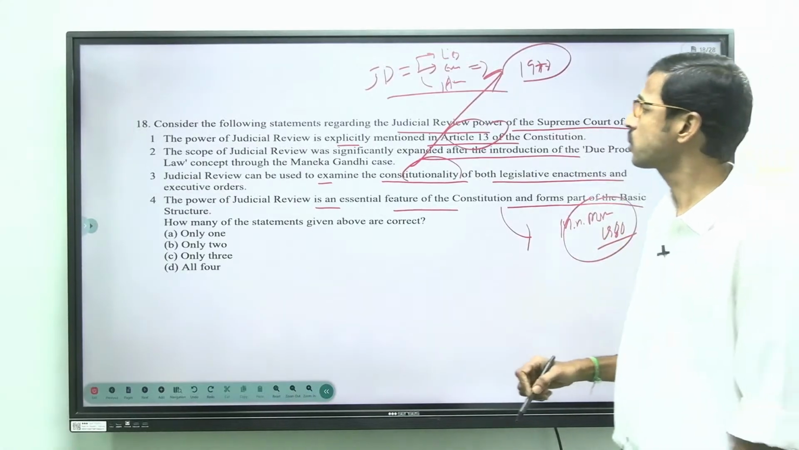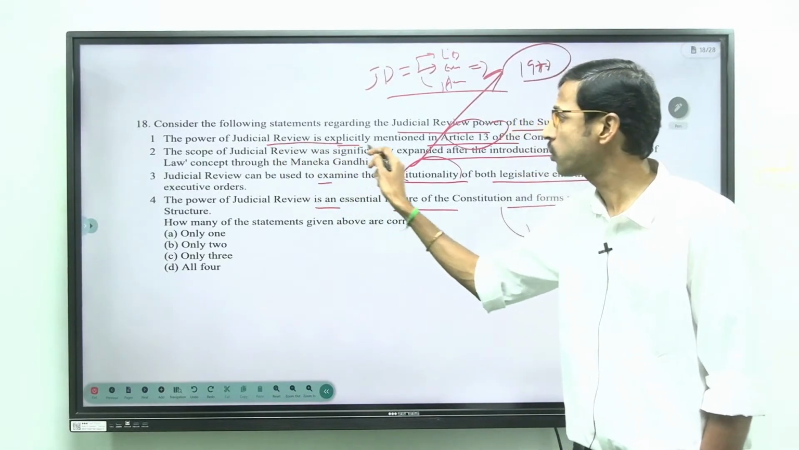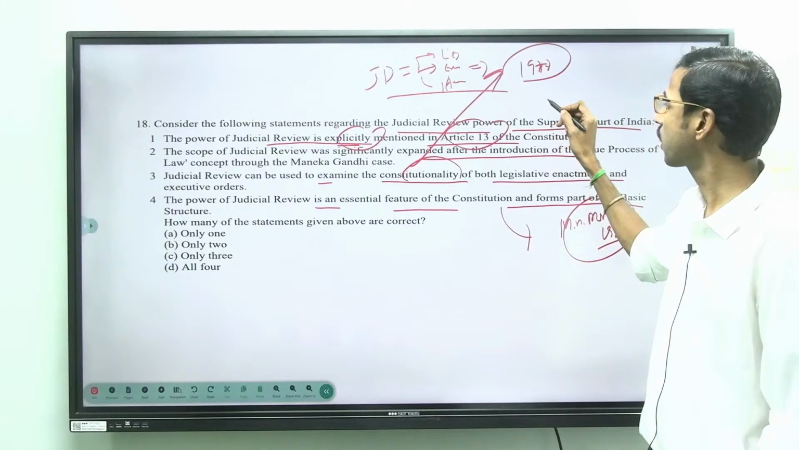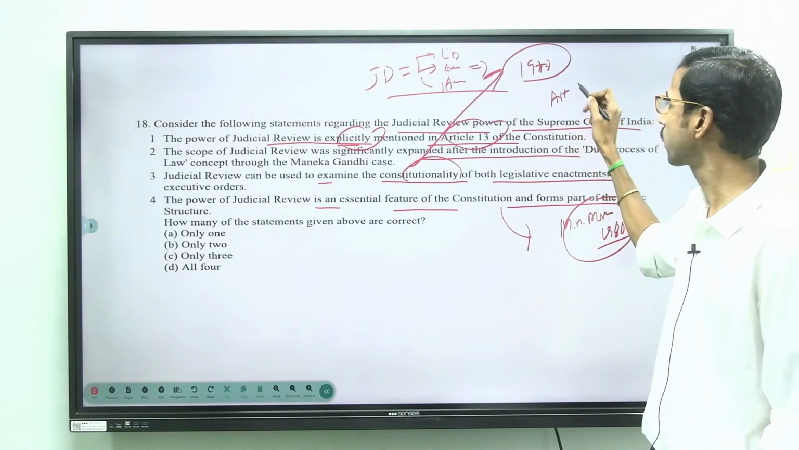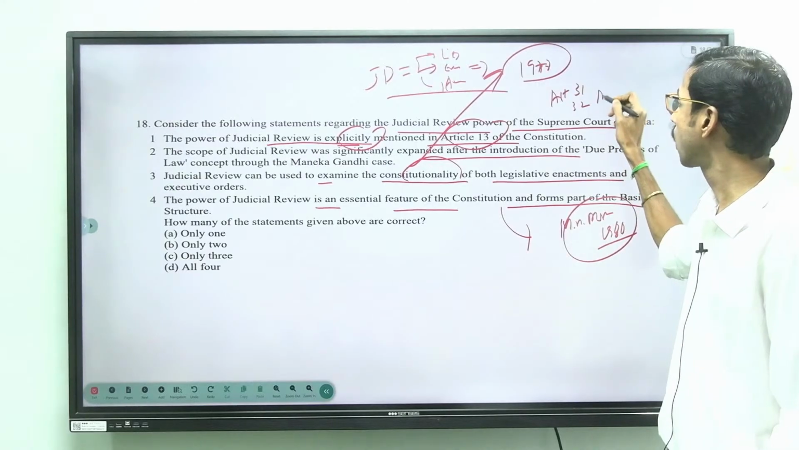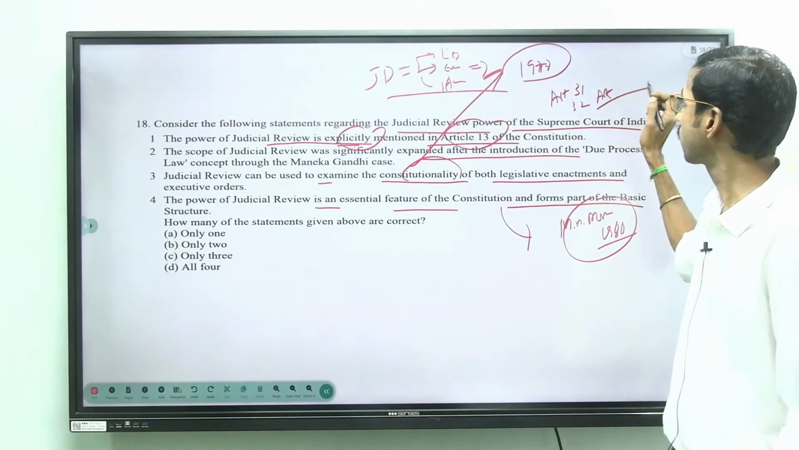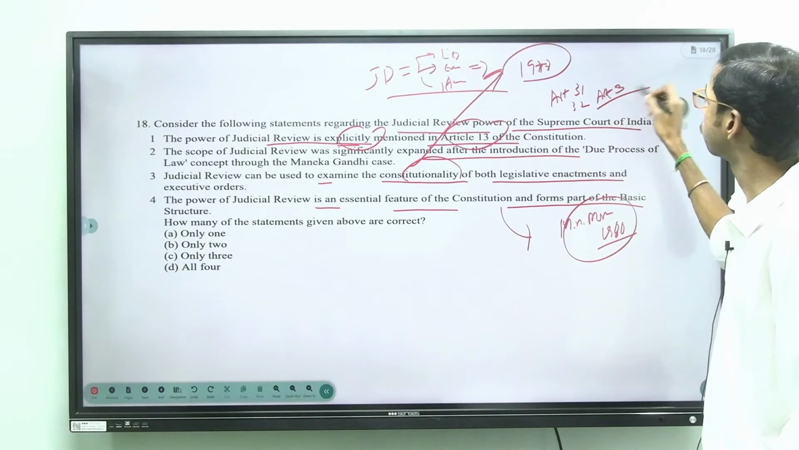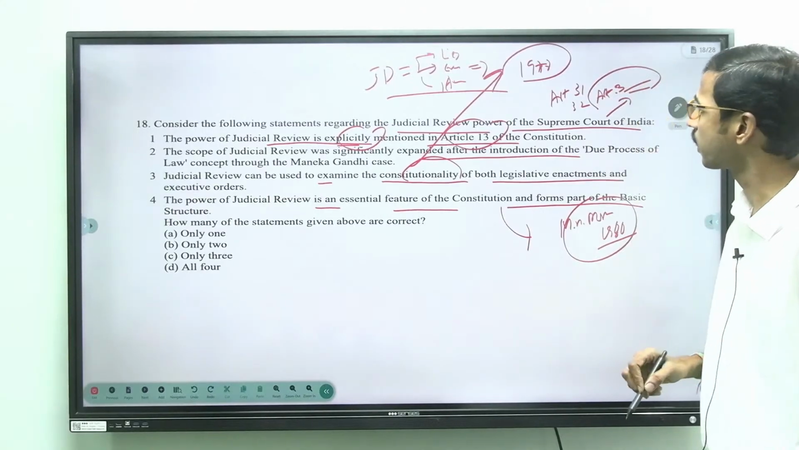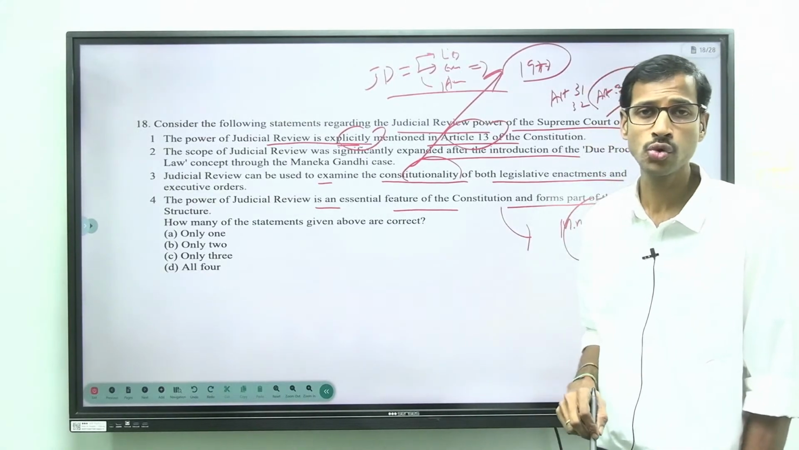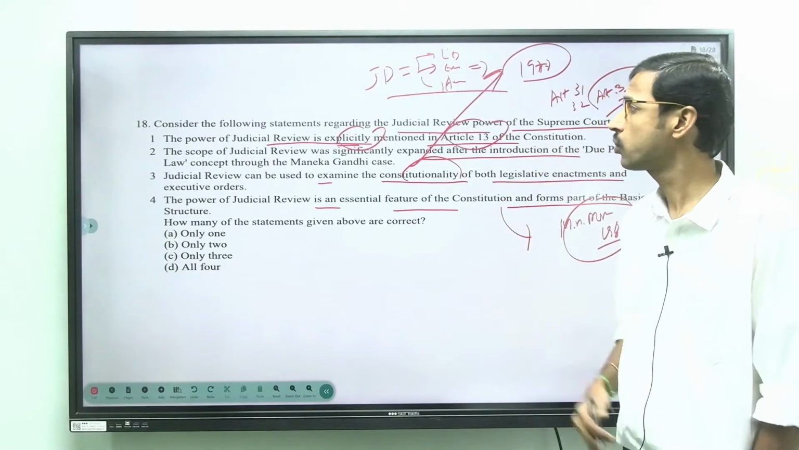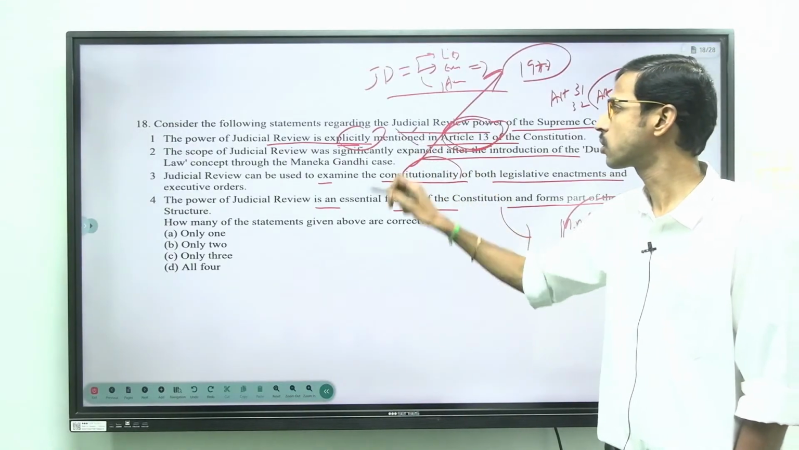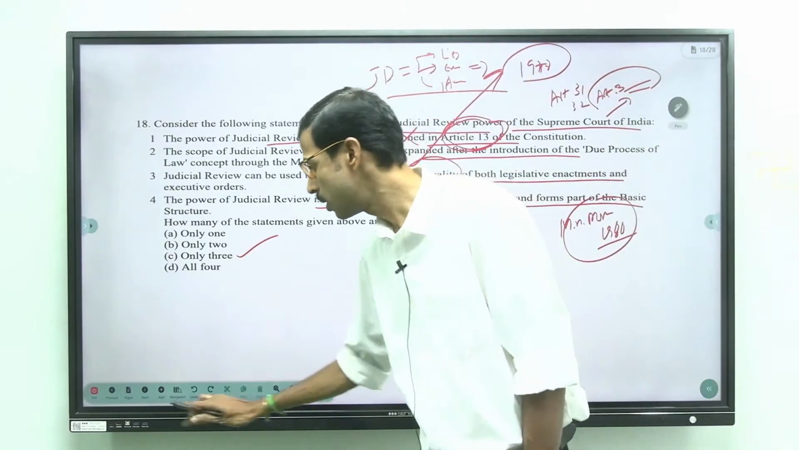So apart from that, the statement that the power of judicial review is explicitly mentioned in Article 13 is not correct here. Other than Article 13 we have so many articles, Article 31, Article 32, and other important articles related to it, right? So judicial review is explicitly mentioned in those provisions, not only Article 13, that's why it is wrong, right? Statements 2, 3, 4, only these are correct.